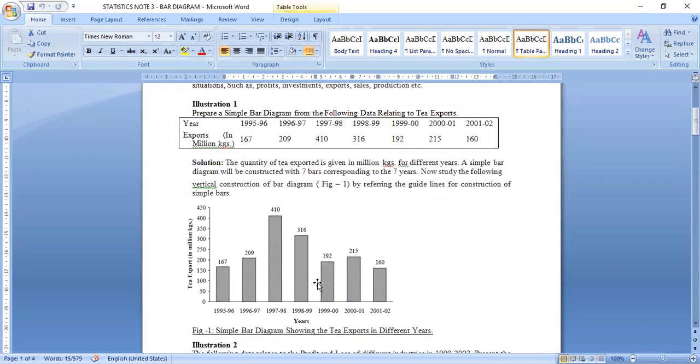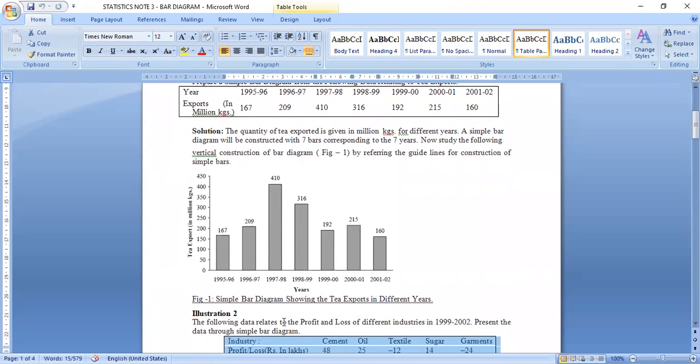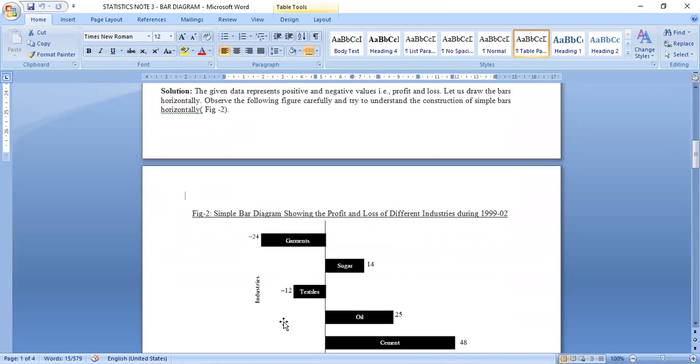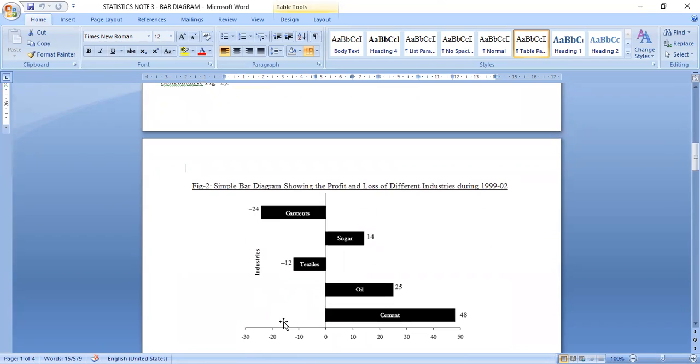But again I repeat, there is a standard protocol, standard convention, that if there are no negative values, always go for vertical. But there is no such strict rule, meaning you are not wrong if you do it the vertical way. But this is the standard convention, they always go for this vertical pattern. If negative values are included, then go for the horizontal.